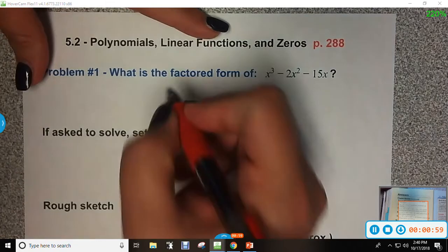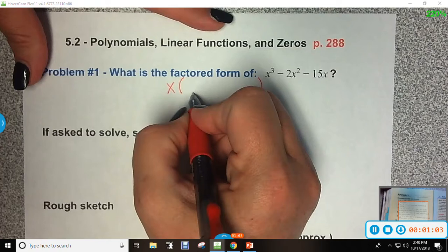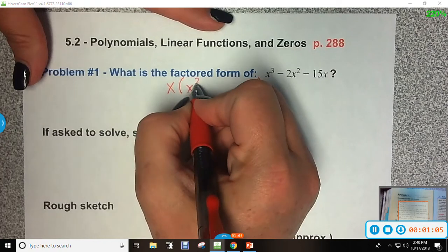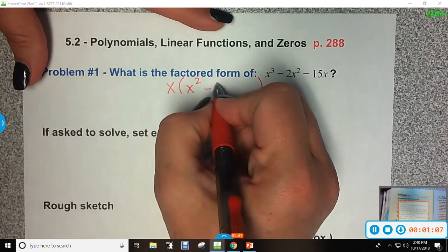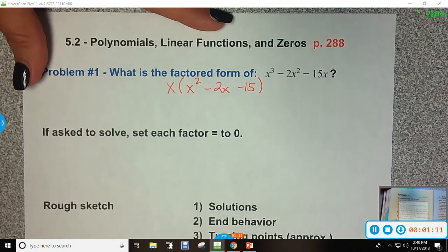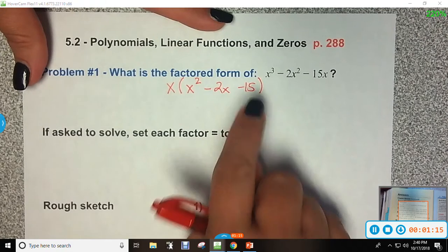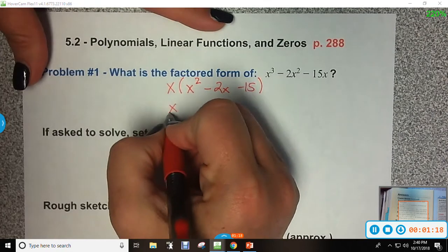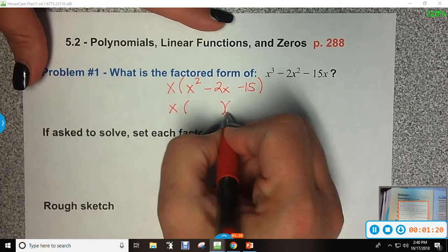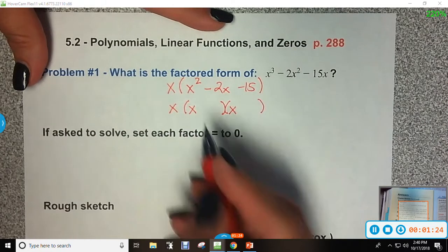Do I have a GCF this time? Yeah, it is an x. So let's factor that out. And that's going to leave me in parentheses with x squared minus 2x minus 15. Then I can take this trinomial and factor it again. It will factor into my two parentheses. Put an x in each one so that I get x squared.